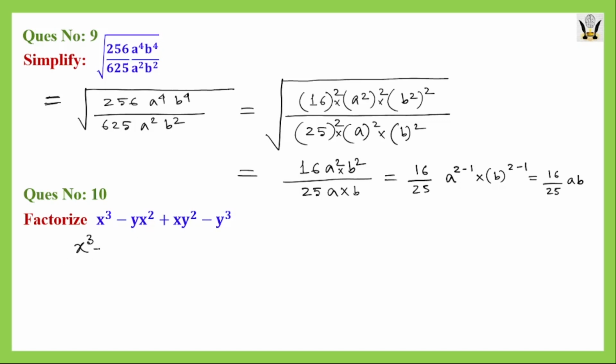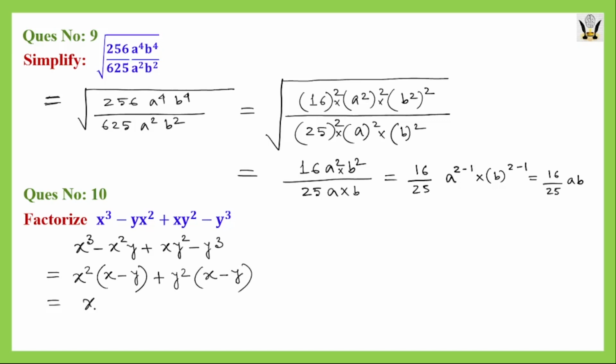x cube, then we have minus x square y, then we have xy square, and then we have minus y cube, and we need to factorize this given expression. So between this first and second term we have x square common, so in the second factor we will have x, and here we will have minus y, so it will be x cube minus x square y. And between third and fourth term, we can see y square is the common term. So if we take y square as common, then the other terms within the bracket will be x and then minus y.